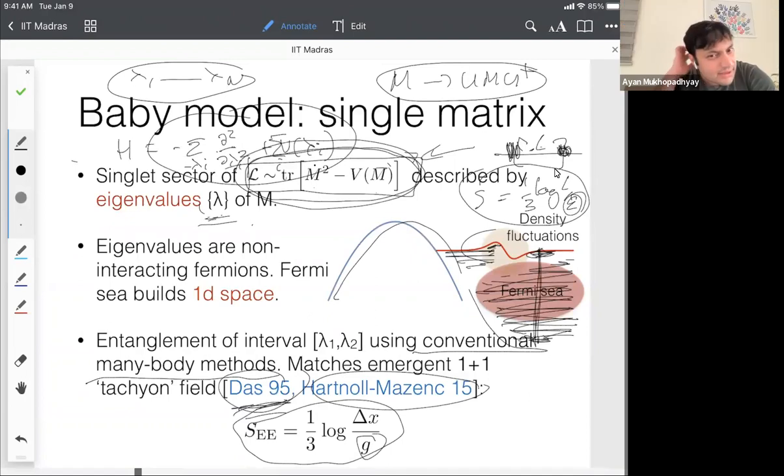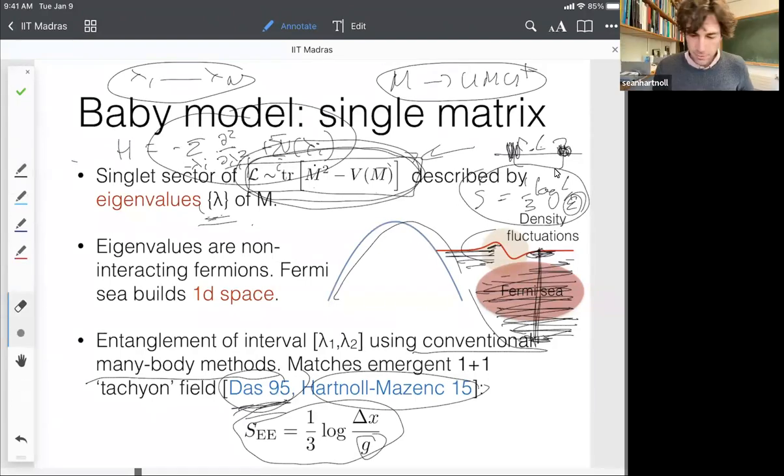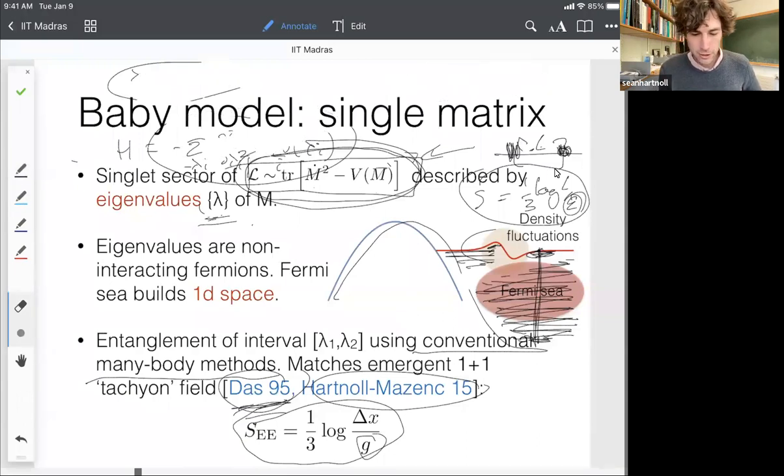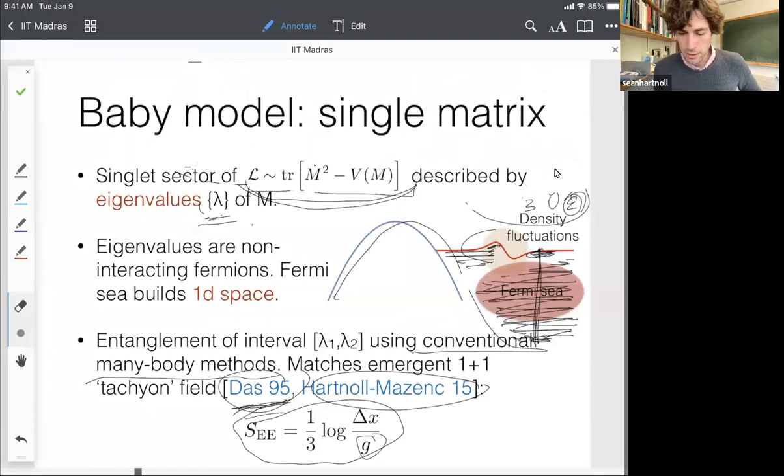Sean, can I ask something? Yeah. Is the subspace in the original matrix model, in the space of these eigenvalues, well defined, the subspace that corresponds to the region of a certain emergent space? Thank you. This is an excellent question, which maybe I should have had a slide on. This is a very good question. Let me tell you how it goes.